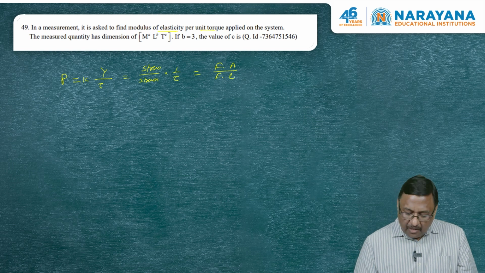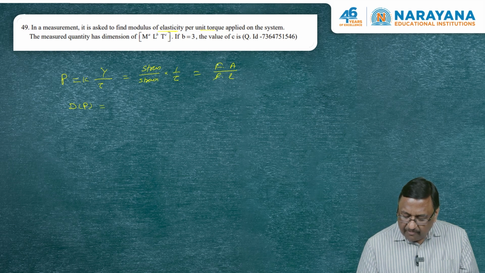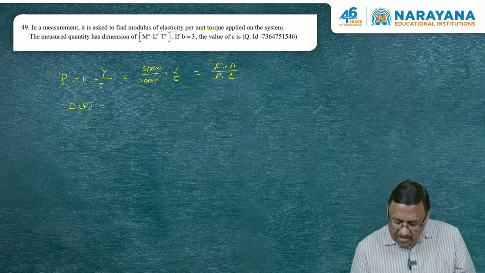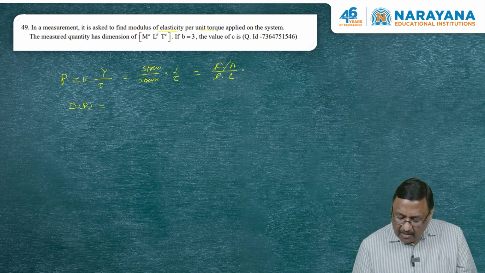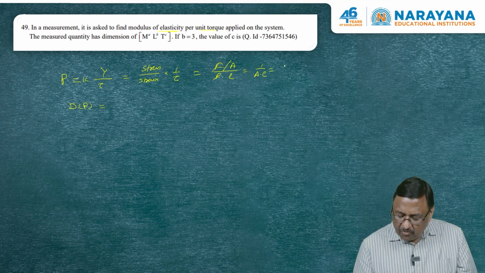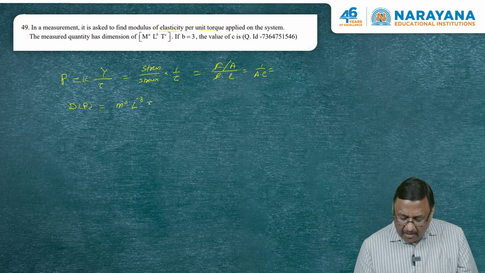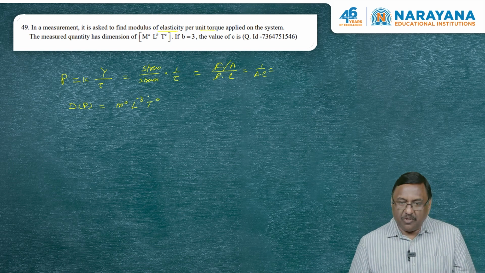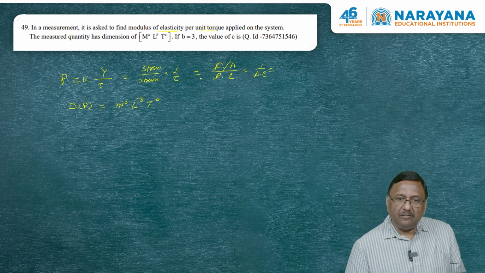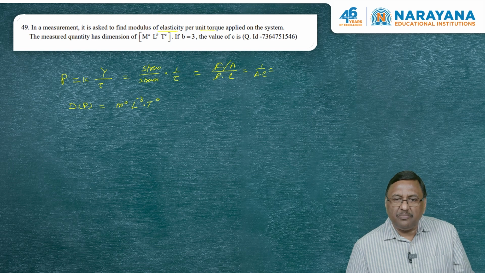That means the dimensional formula of my physical quantity P is: F cancels out. Stress is force upon area, so it is going to be 1 upon A into L, with L squared for A, and that is nothing but 1 upon L cube. So I can write it is going to be M to the power 0, L to the power minus 3, and T to the power 0, because there is no time factor and no mass factor, only a length factor. But in this question, b is given as 3.